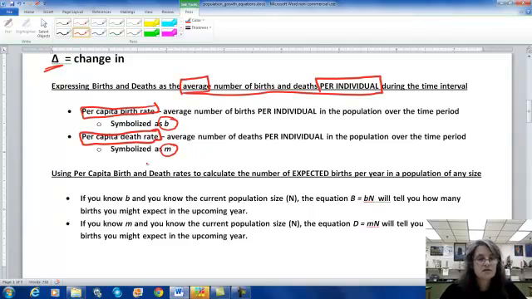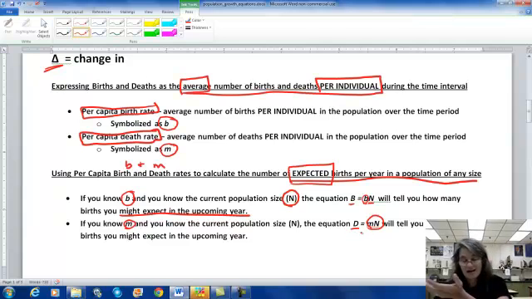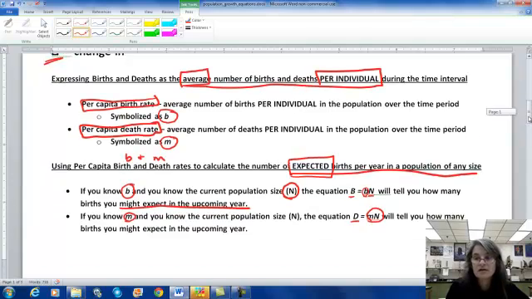Okay? Now, this is important because we can use this idea of per capita birth and death rates, b and m, to calculate how many we expect per year to be born or to die in a population of any size. So this is going to allow us to model, to predict, to hypothesize what we expect for an upcoming year. Okay? So if you know your per capita birth rate, b, and you know the current population size, N, then the equation number of births, big B, equals per capita birth rate times the number you have, and will tell you how many births you might expect in the upcoming year, assuming that's your time frame. Same goes for deaths. So you can use this little equation to tell you how many actual individuals you would expect to die over the coming year, okay? So that's helpful in making predictions, okay?